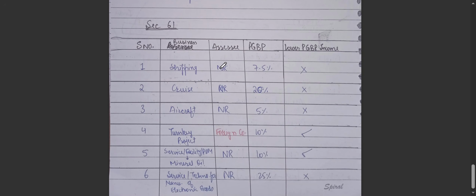This is the summarized working of Section 61. These are the different businesses which are covered under Section 61. The SSE in every case is a non-resident except for the case of turnkey power projects, in which case it is only a foreign company, not any individual or other entities.